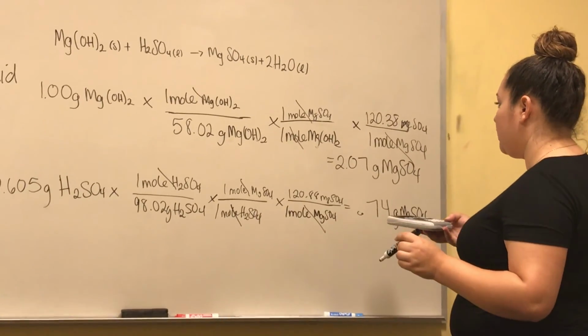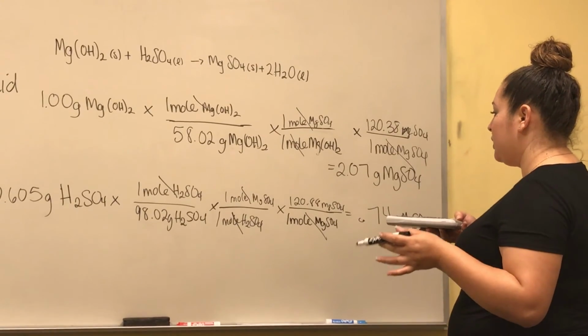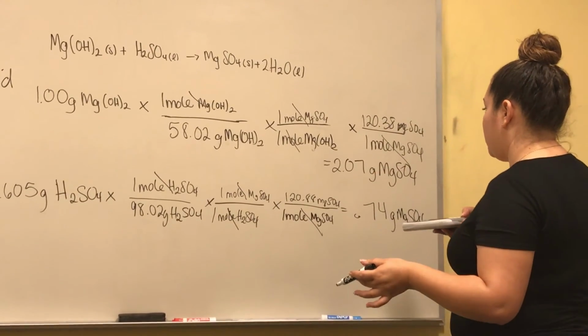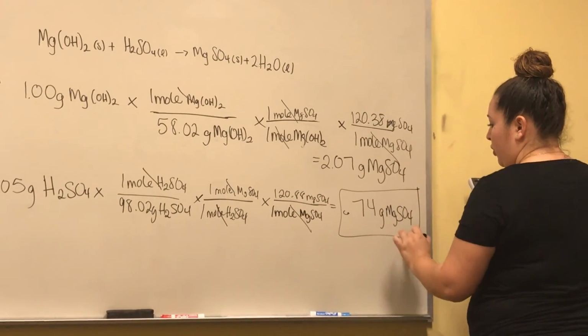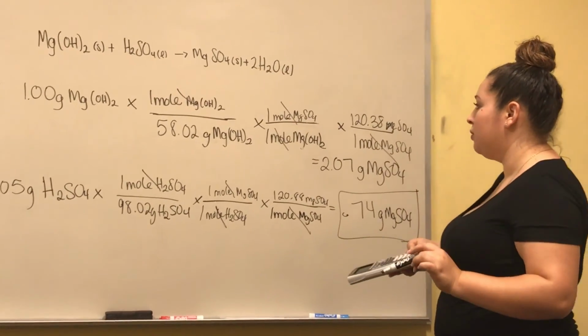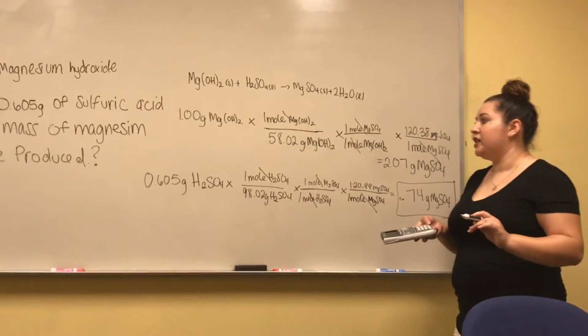Okay, so your answer here would be the least, your limiting reactant, which is the least number. So your answer would be 0.74 grams of magnesium sulfate. And that'd be how much magnesium sulfate is produced.